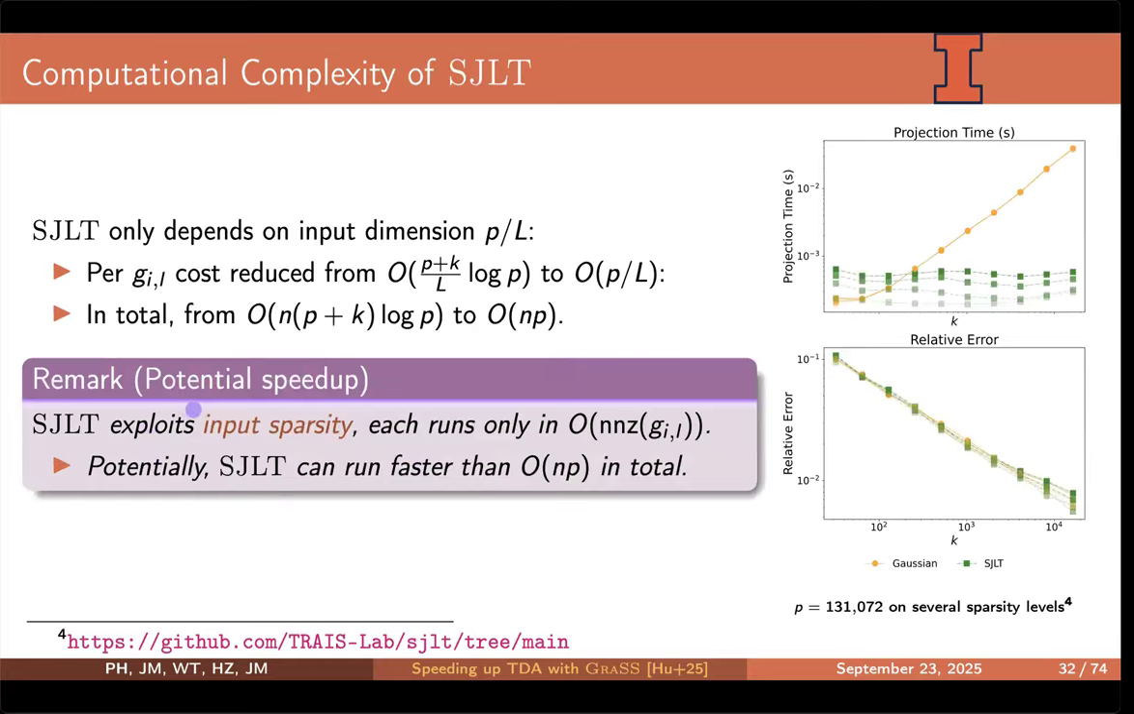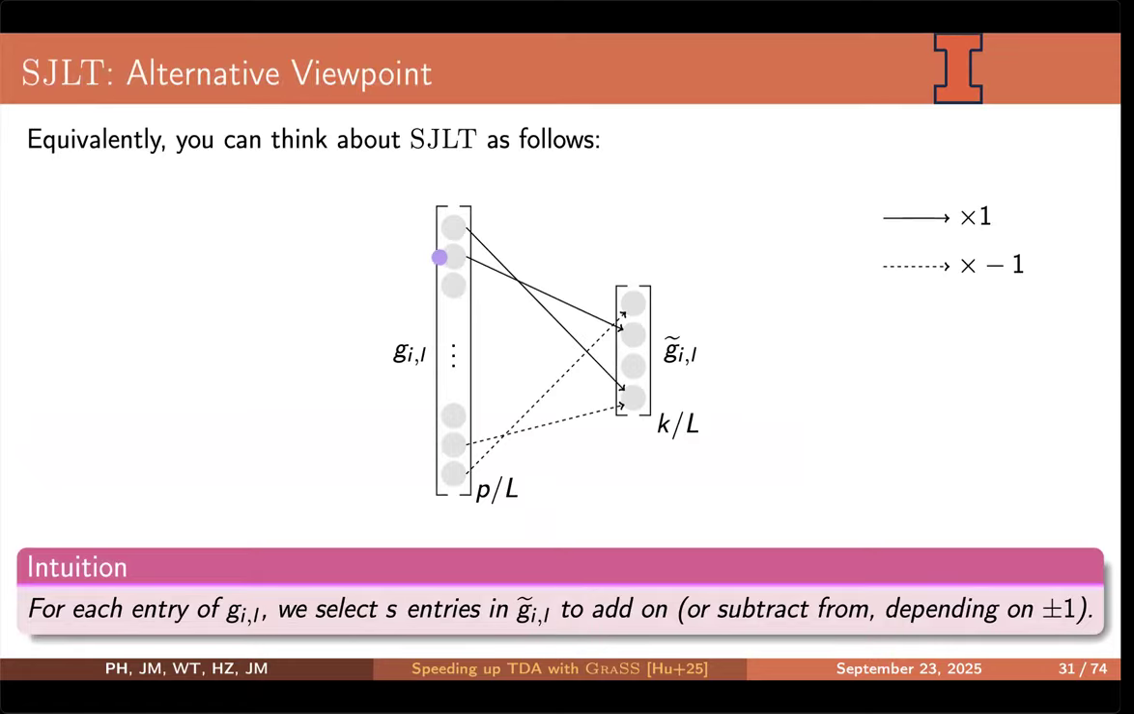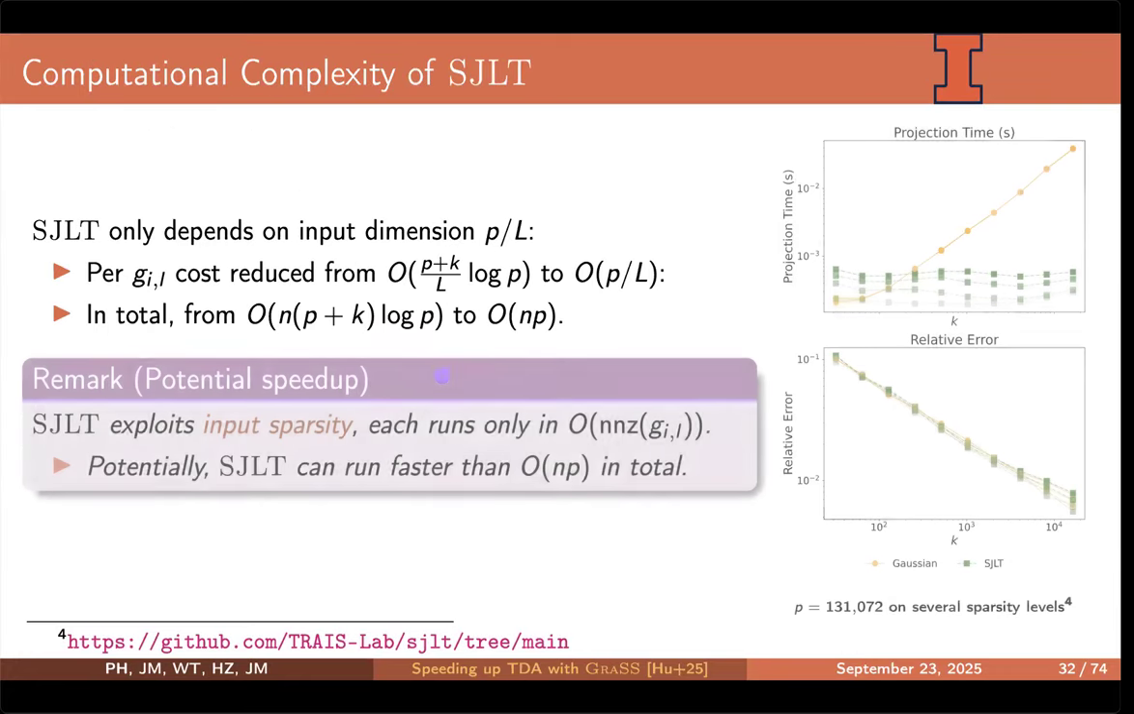Another nice thing is a potential speedup: SJLT can exploit input sparsity. In reality, it will run only in the number of non-zeros of your inputs. Consider if an entry is 0, then you can just directly skip that point. When you iterate through your input, you see this is 0 and you skip it, and you see this is 0 and you skip it. So you see the input sparsity actually helps SJLT. In particular, it can potentially be faster than OMP.